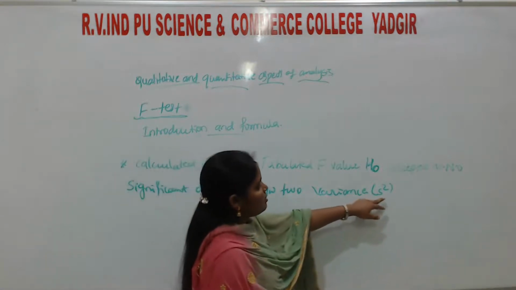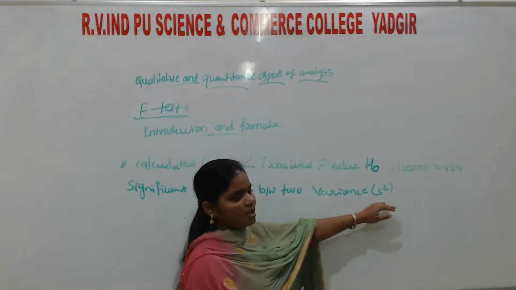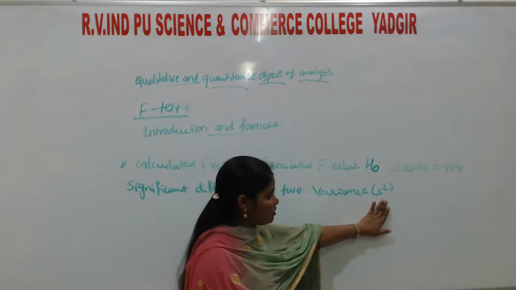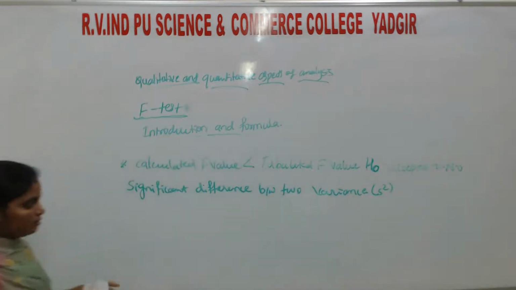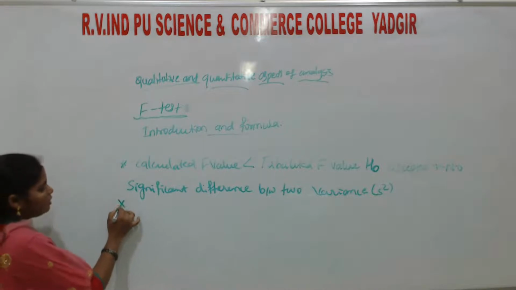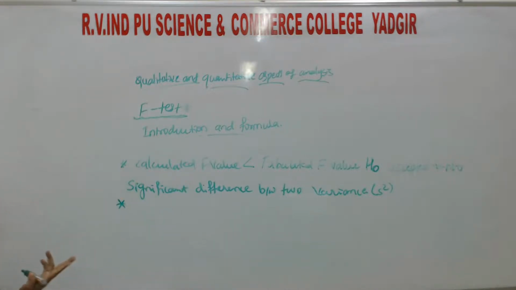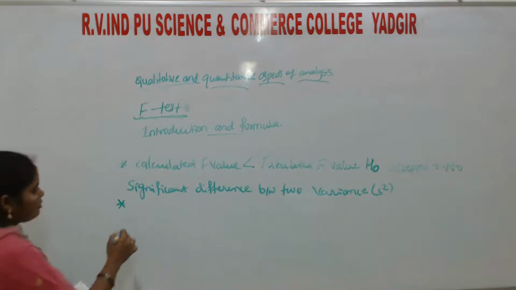This is S square. It is denoted as the standard deviation. The square of the standard deviation is known as the variance. And here the calculated F value is less than the tabulated F value, and the calculated F value is greater than the tabulated value.